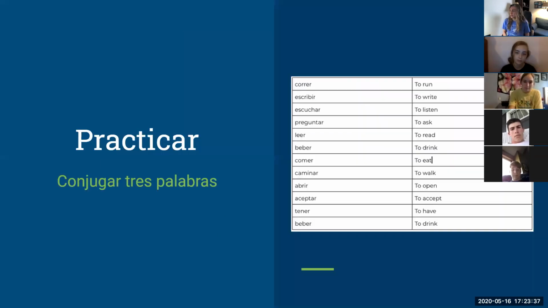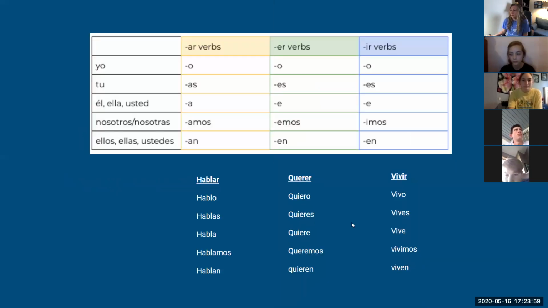All right. So we're going to practice conjugating a couple random words. Hannah, why don't you start? Why don't you conjugate beber? So that means to drink. Using this chart, how do you conjugate beber for all the forms?